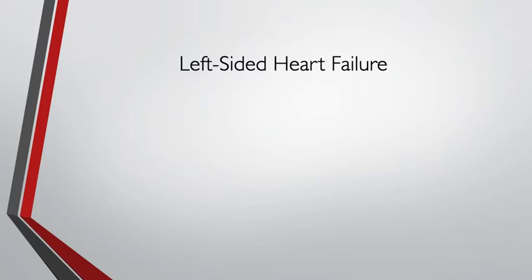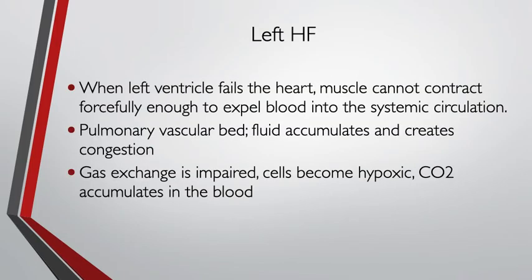So now we're going to first discuss left-sided heart failure. With left-sided heart failure, the left ventricle fails the heart, meaning that the muscle cannot contract forcibly enough to expel blood into the systemic circulation. So with this, you have an accumulation of fluid, and that creates the congestion of the pulmonary vascular bed. Your gas exchange is impaired as well, so the cells become hypoxic, meaning that the CO2 accumulates in the blood.